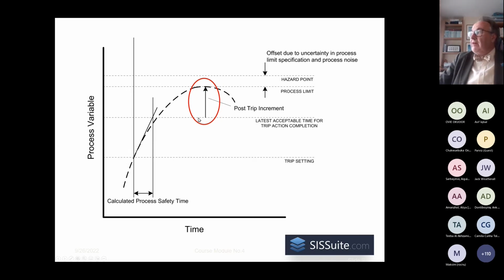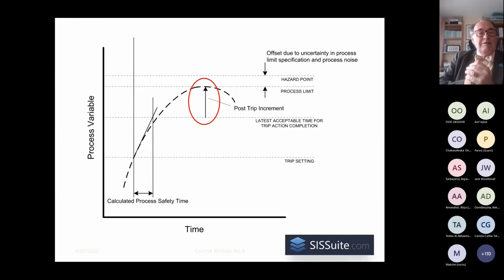But once you've shut all the valves, say, of feed lines into a vessel, and the concern is with an overflow, although the valves have shut, the lines could continue to drain into the vessel, and so the level would rise, continue to rise for a period after the trip action is complete.